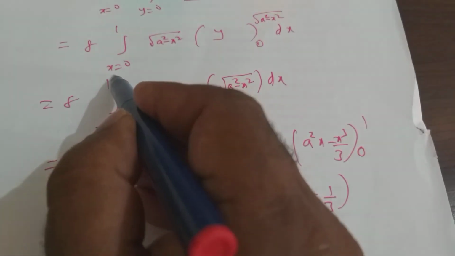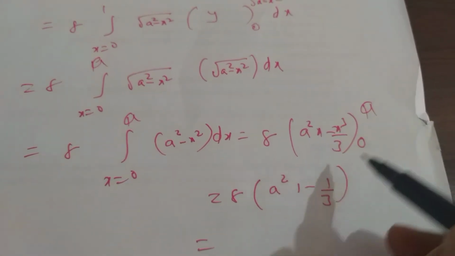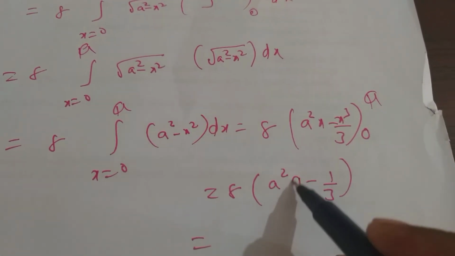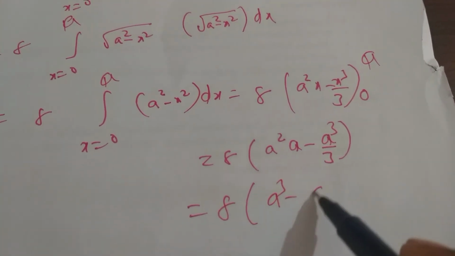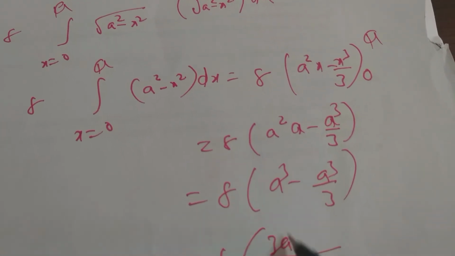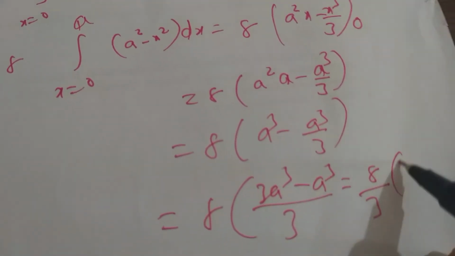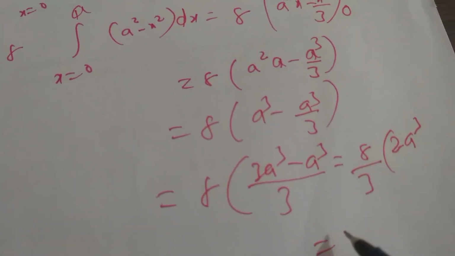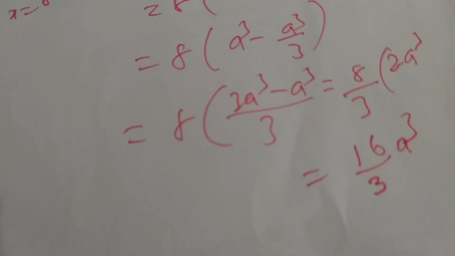See here, all are a's. So when you substitute the upper limit a, this is a cube by 3. Simplify it, a cube minus a cube by 3. So take LCM, 3a cube minus a cube, 8 by 3, 2a cube. So our answer is 16 by 3 a cube. Thank you.